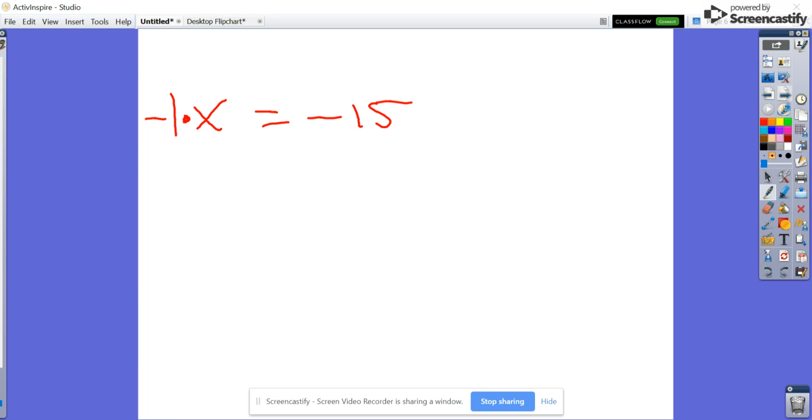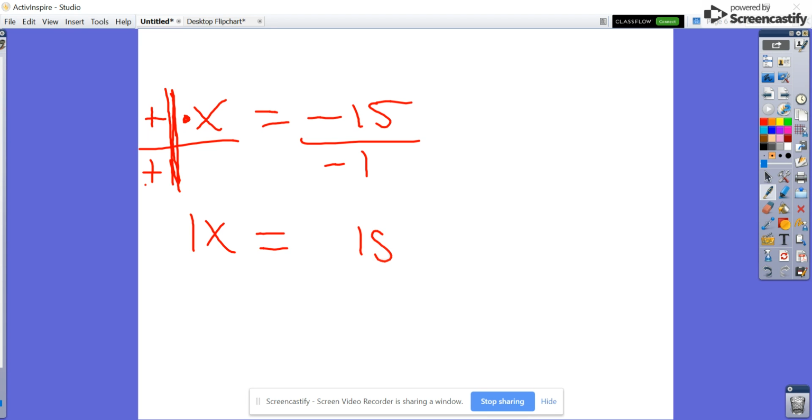Well, what's the opposite of multiplication? Division. So we're going to divide by the negative 1. A negative divided by a negative is a positive. What's 1 divided by 1? 1. So now we have 1x. I divided by negative 1, so divide by negative 1 again. Negative 15 divided by negative 1. What's 15 divided by 1? 15. And what's a negative divided by a negative? Positive. So 1x, or just x, is 15. Are we good with that?